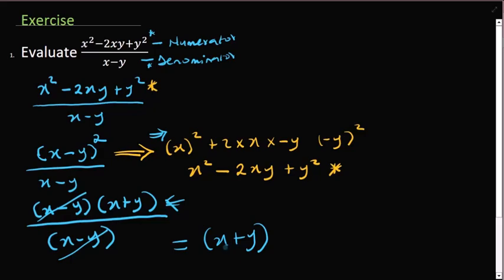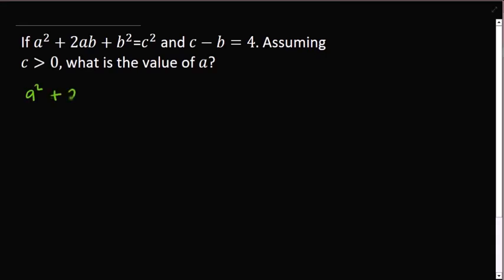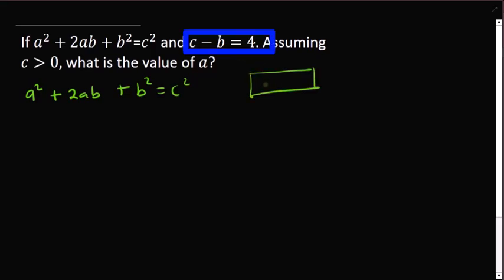So please, if this was confusing to you or you didn't understand, you can go through this lesson again, go through this very one again until you are clear. So let's go for the next one. Here is the next one. The next one says a squared plus 2ab plus b squared equal to c squared. And it says that, okay, I'm going to put this one inside the box, c minus b is equal to 4. Assuming c is greater than 0, what is the value of a?